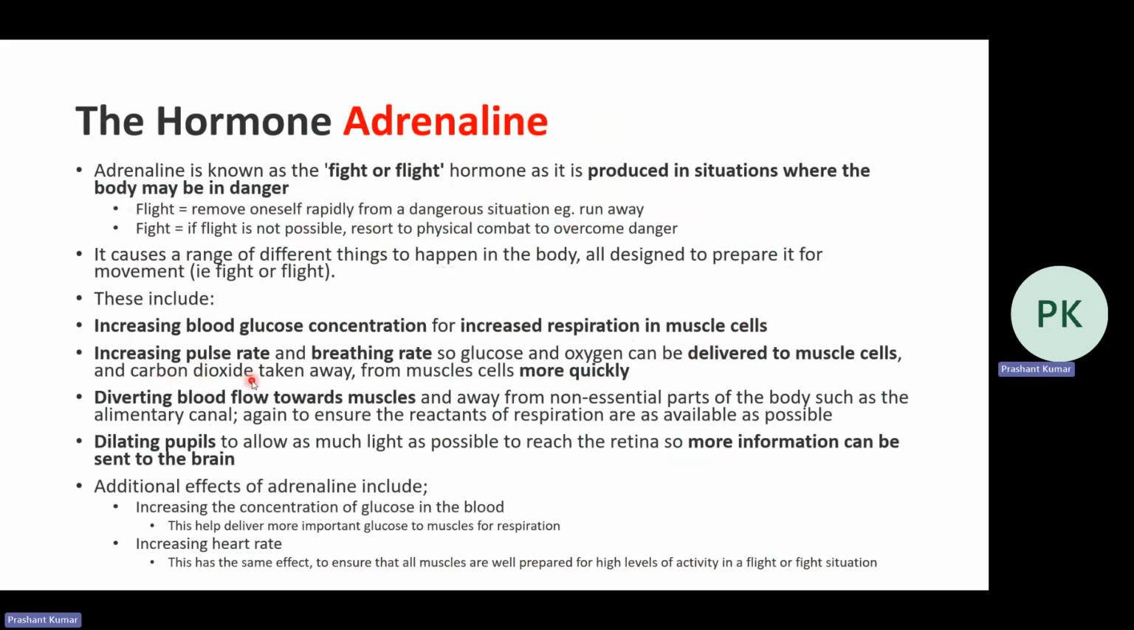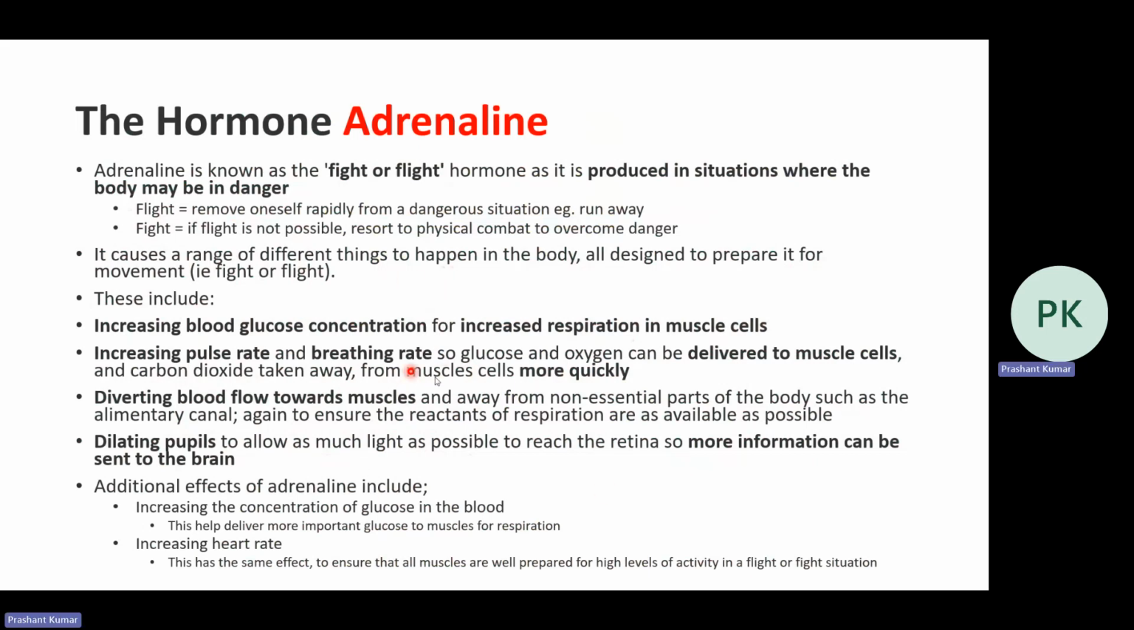This will increase the pulse rate and breathing rate, so glucose and oxygen can be delivered to the heart muscle cells immediately, and at the same time CO2 is taken away. Blood flow is diverted towards the muscles, and non-essential parts of the body such as your guts and your kidney are not going to get as much blood. They will get some, but it will be more to the upper part of the body. The pupils dilate to allow as much light as possible to reach the retina, so that more information can be sent to the brain and the brain will give an appropriate response.